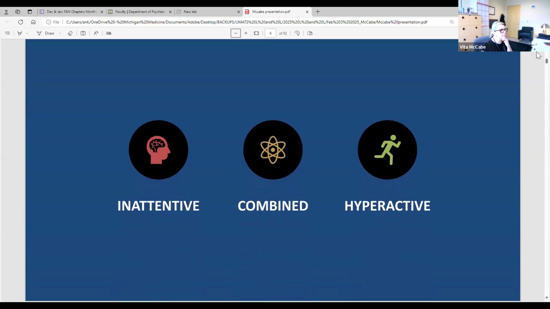We all know there's 3 types: inattentive, hyperactive, combined. For combined, again, it's the 5 symptoms or more per category. In kids, it's 6 or more. Next slide.